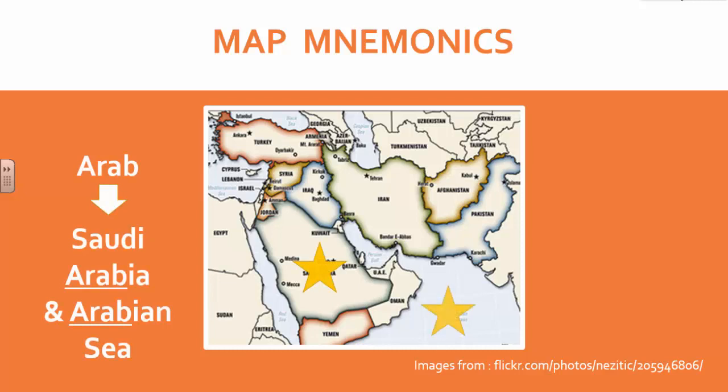Another easy idea is to have students link Saudi Arabia to the Arabian Peninsula, not a specific standard, but easy to identify, and the Arabian Sea. The word Arab should also be a hint for many things. Saudi Arabia, Arabian Sea, the Arab ethnic group.